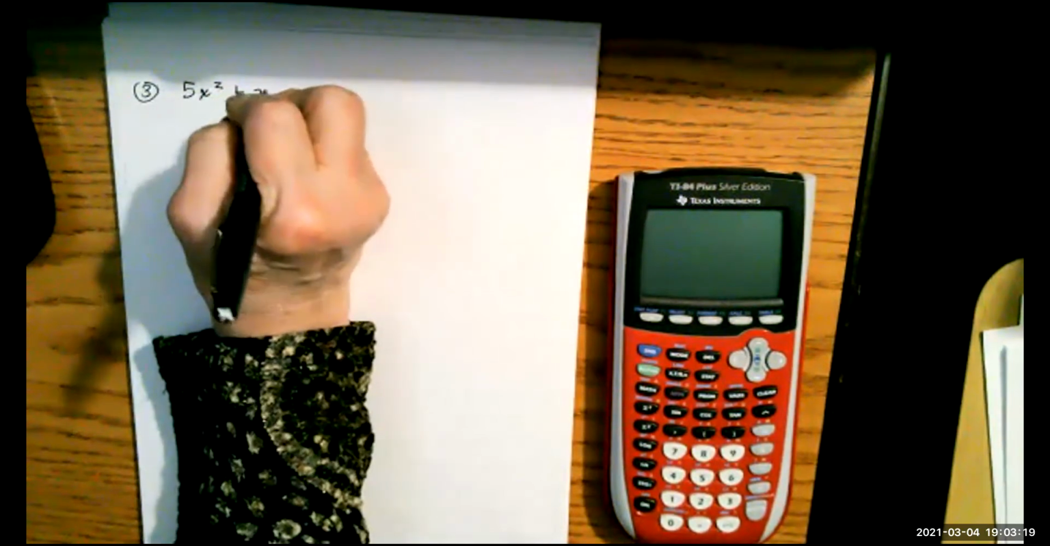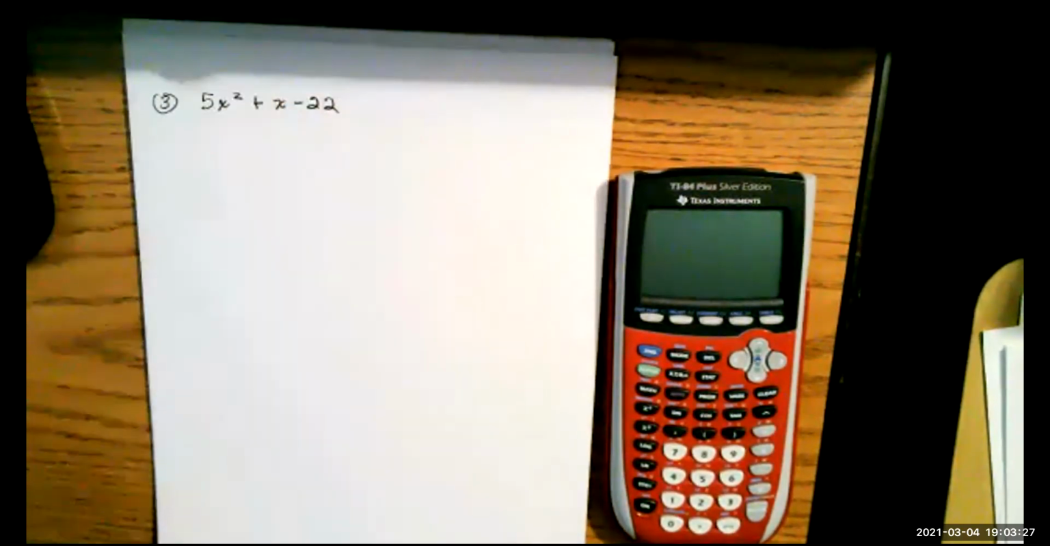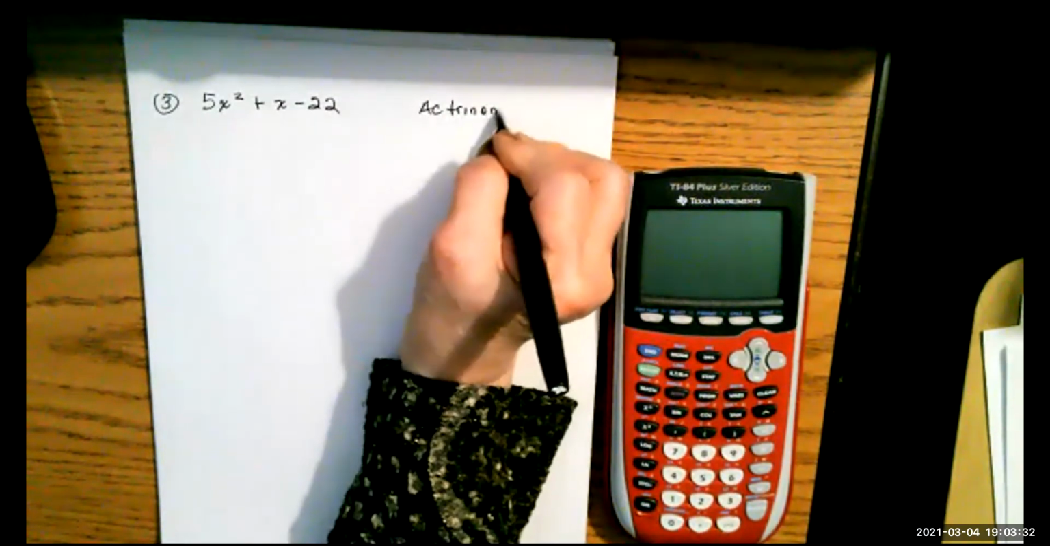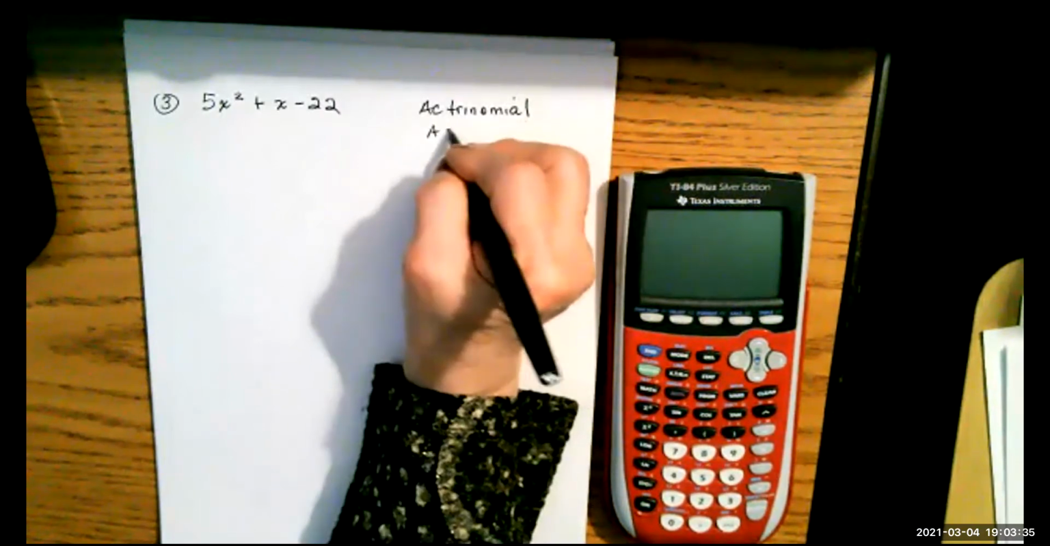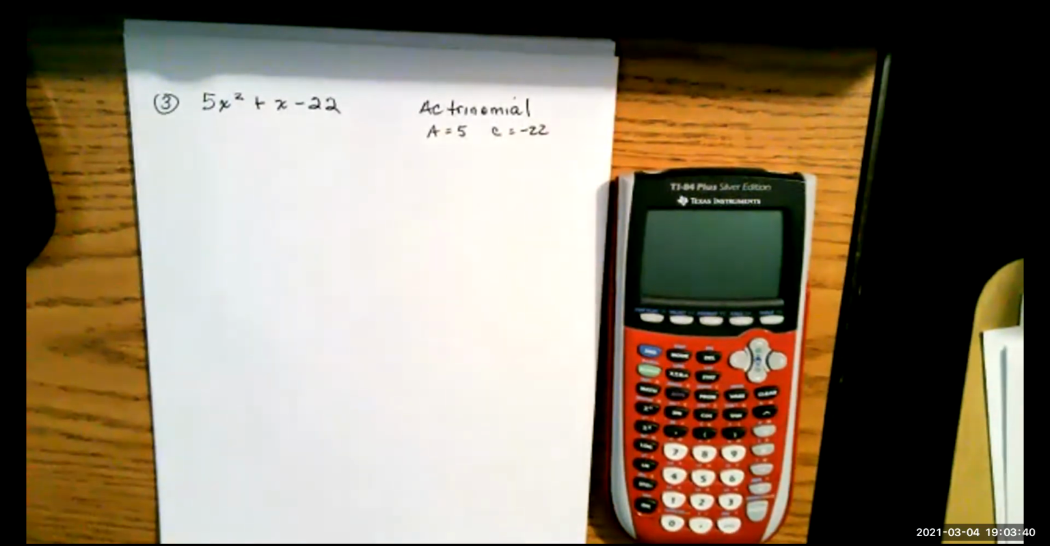Okay. Number 3 is an AC trinomial. I'm going to go over the way that you should have been taught to factor this one. I don't know if you were taught the long way or not. This is actually called the Merrill method. This is an AC trinomial. I know it because A is 5 and C is -22. So it's called an AC trinomial, and that's exactly what you do to it.